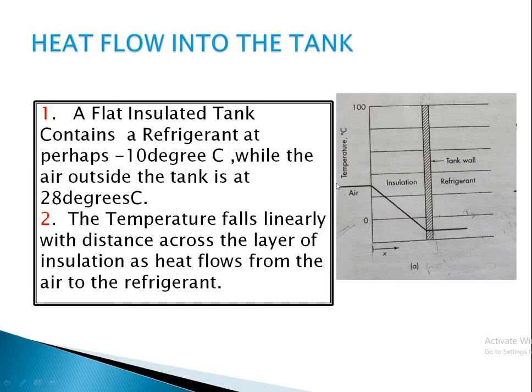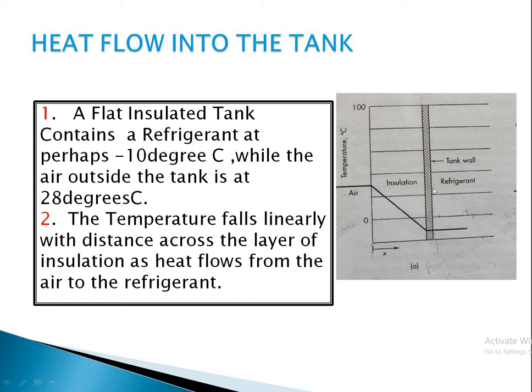Steady state conduction. In this steady state conduction, we must have two tanks. The tank is a flat walled insulated tank, and the two tanks are because one is heat flow into the tank and the other is heat flow from the tank. Now a flat walled insulated tank which contains a refrigerant. Here it is the flat walled insulated tank. It contains the refrigerant. See here it is a refrigerant and it also contains a tank wall. Here it is a tank wall.